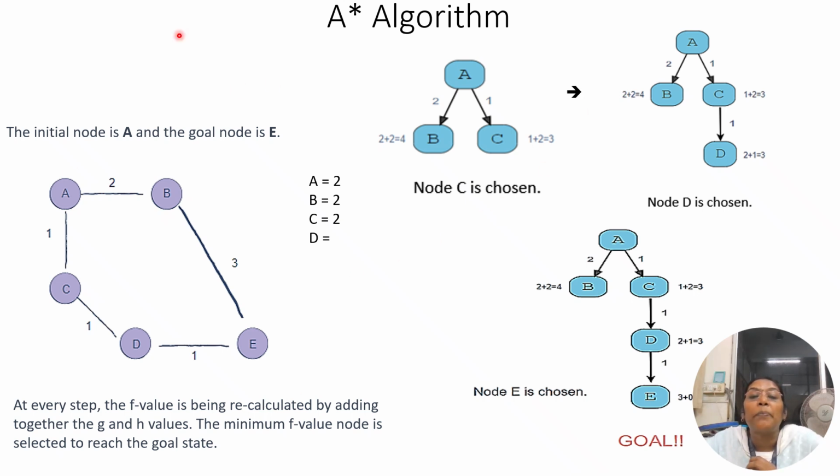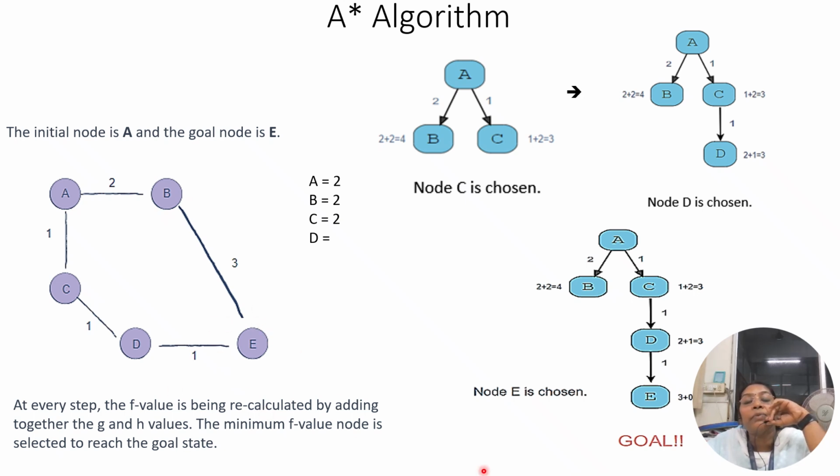So here is a small problem which is given to show how this A star works. The starting node is A, the ending node is E, and the g of n from A to C is given as 1, and A to B is given as 2, from C to D is given as 1, from D to E is given as 1, and from B to E is given as 3. And obviously we need some heuristic values. The heuristic values of A, B, C and D are given as 2 and E is given as 0.